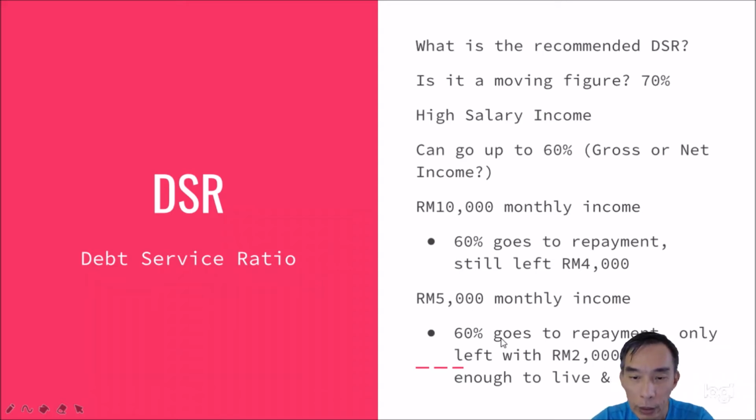So 60%, let's say, for the standard of 70%, if the income is higher, sometimes the bank will approve higher, even up to 70 or 75%. But if you have a smaller income, some of the banks may not even approve it when it is 60%, because the leftover amount becomes very small.